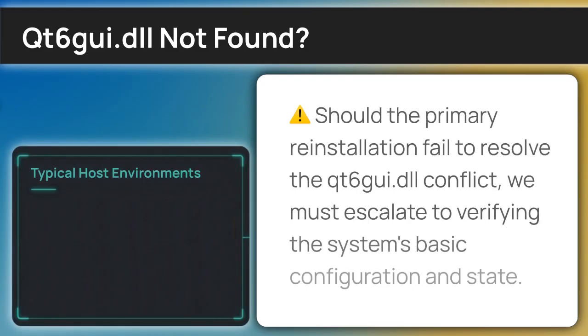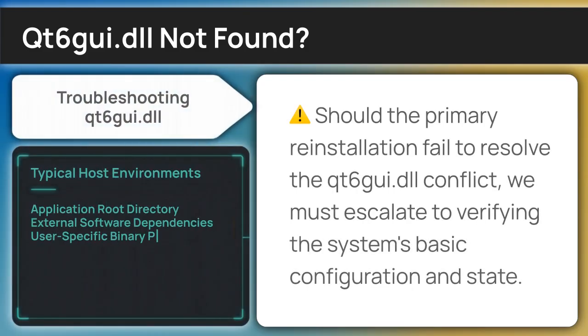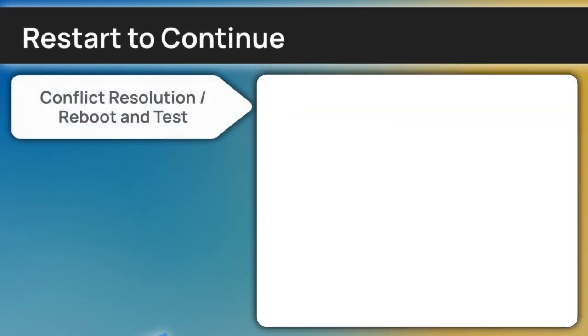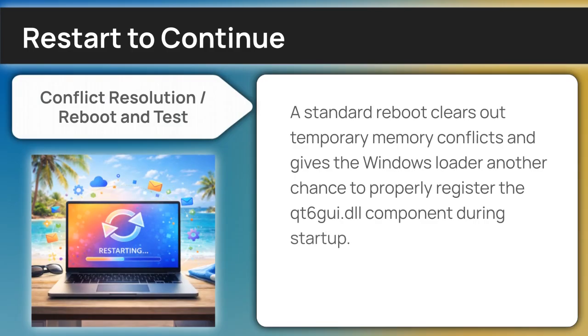When a fresh installer fails to clear the error, it typically points toward a deeper conflict within the Windows execution layer. A simple restart can resolve file-in-use errors that mimic a missing Qt6gui message. It's a low-effort step that ensures your operating system starts with a clean execution stack.